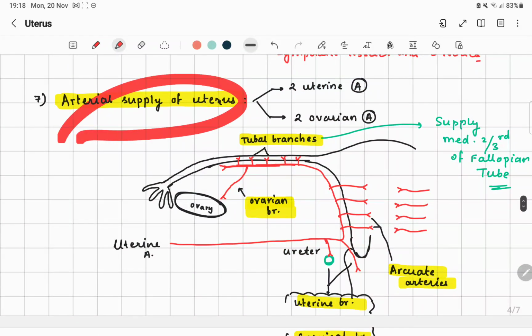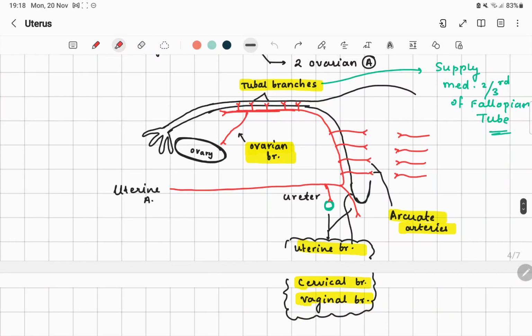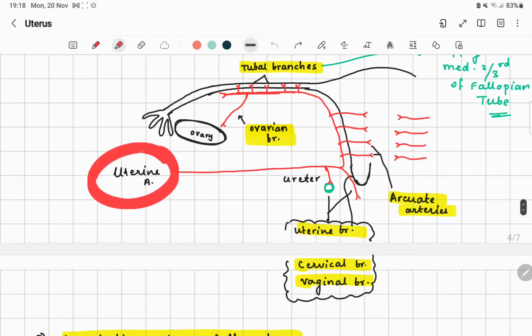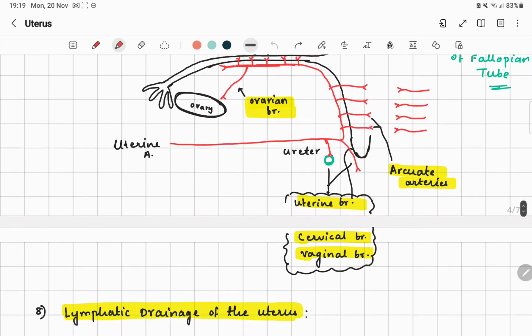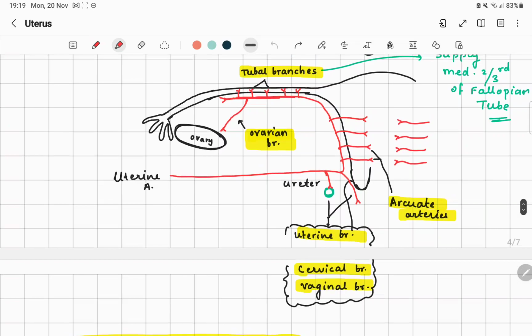Talking about the arterial supply of the uterus, we have two uterine arteries and two ovarian arteries which are supplying the uterus. Talking about the uterine artery, it is coming here like this. It is giving a branch to the ureter, we saw from the previous discussion. And this also gives a branch to the vagina. This is the vaginal branch of the uterine artery, and to the cervix also.